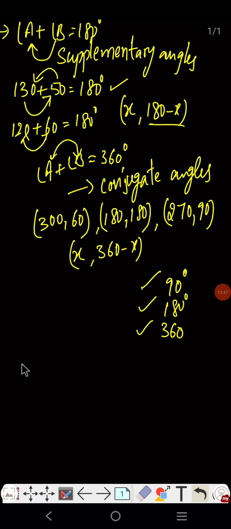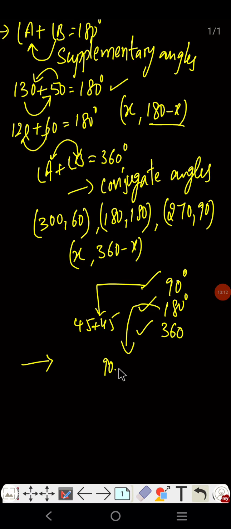Now my question is, if complementary angles are equal to each other, then what is the value of each angle? 45 plus 45 only. That means each angle is 45. Same like that, if two supplementary angles are equal to each other, then what is each angle? 90 and 90. 90 plus 90 is 180. So these two angles are supplementary and both are equal to each other.